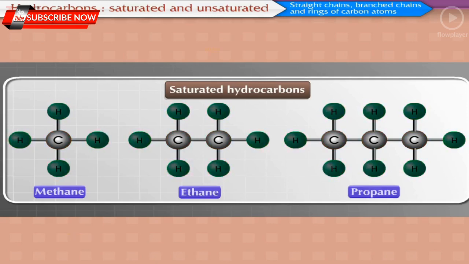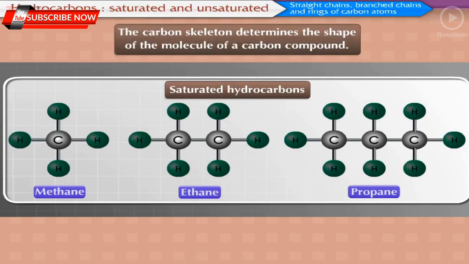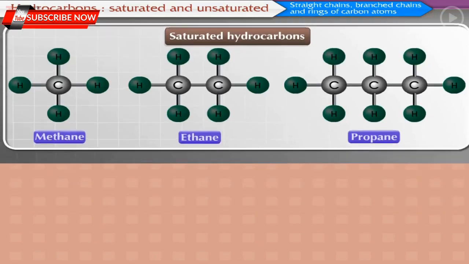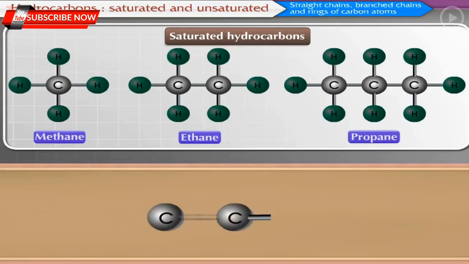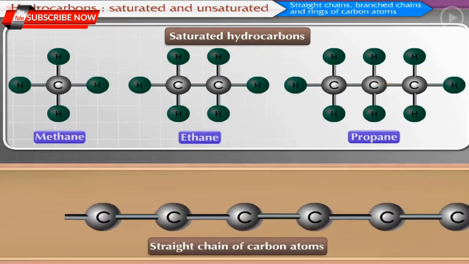The mutually bonded carbon atoms in the core are like the skeleton of the molecule. The carbon skeleton determines the shape of the molecule of a carbon compound. On joining the carbon atoms next to the other, a straight chain of carbon atoms is formed.